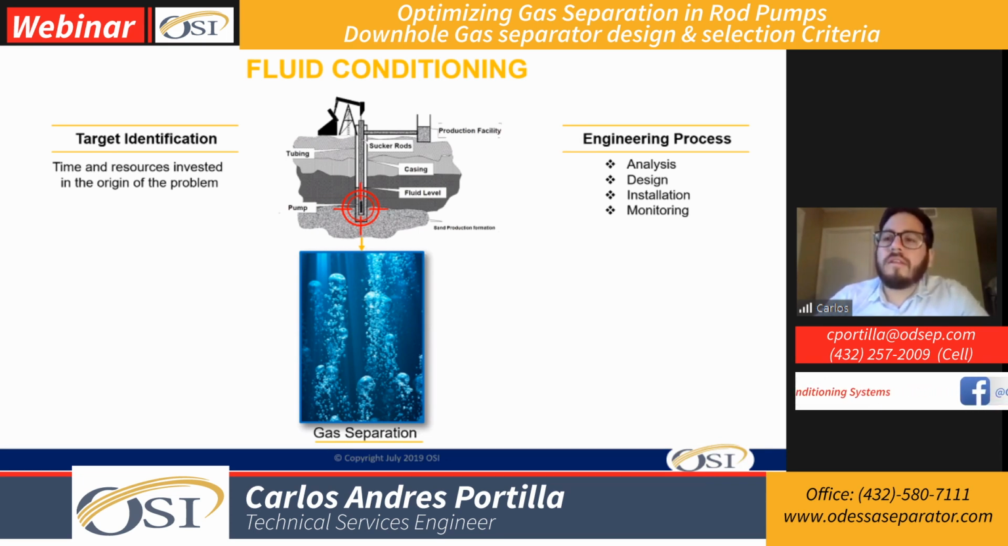That's what we mean by target identification: we need to evaluate how severe the problem is and what limitations we have in the wellbore, and then proceed to design our gas separator starting with that information. So we analyze all the data, starting with production information and pressure decline on each well, so we can identify the amount of gas that we are going to have in each case, and then design the gas separator.